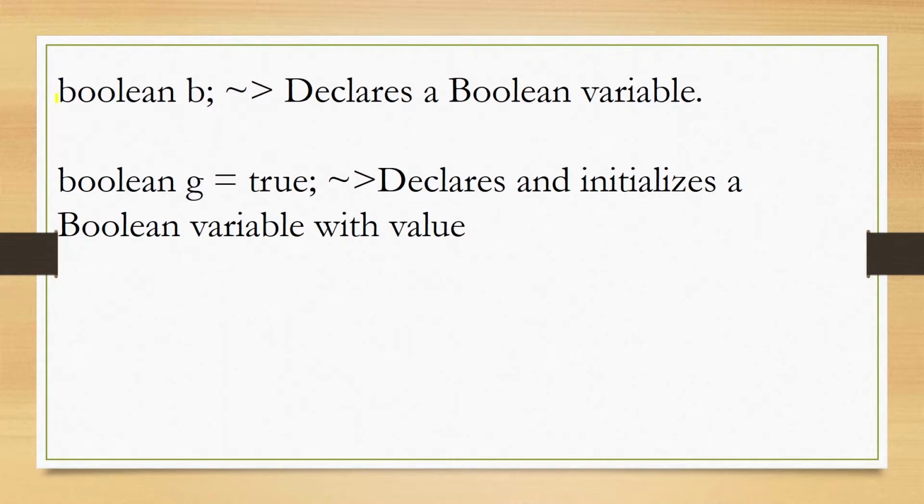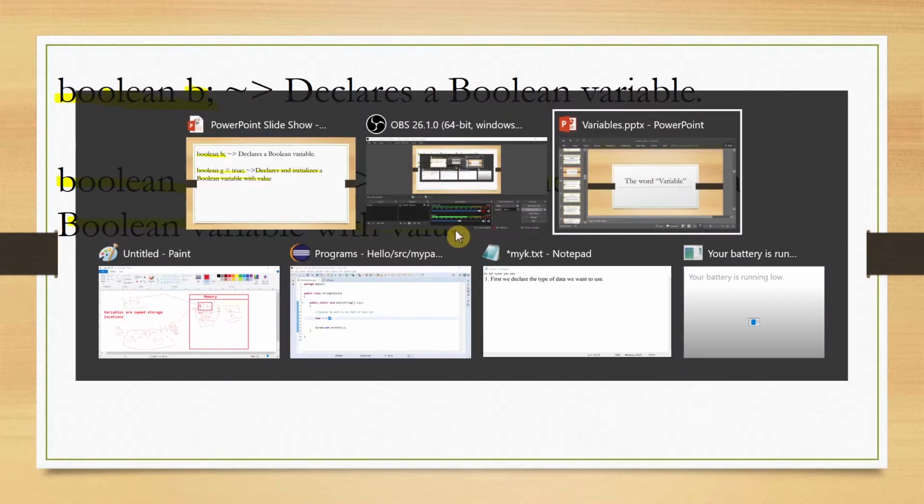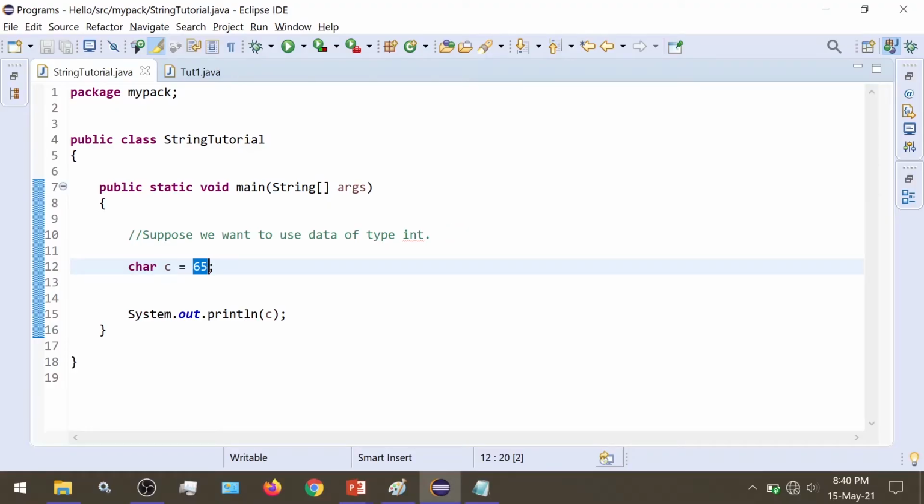Now let's take a look at declaration and usage of variables of type boolean. This statement would declare a boolean variable b without any value, and this statement would define a boolean variable g with the value true. So it declares and initializes a boolean variable with a value. Let's look at it in code.